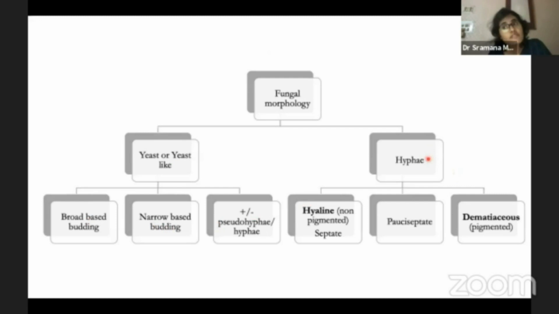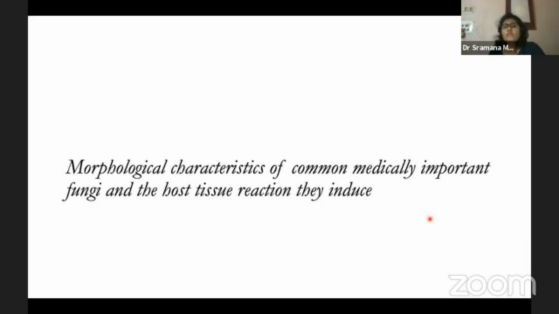When it comes to hyphal forms, we will see whether these hyphae are non-pigmented, that is hyaline, or pigmented, that is dematiaceous. Then we will see what the septations are like. Are they septate, pauciseptate, or aseptate? So based on the morphological characteristics of common medically important fungi and the host tissue reaction they induce, I'll come up with the next few slides.